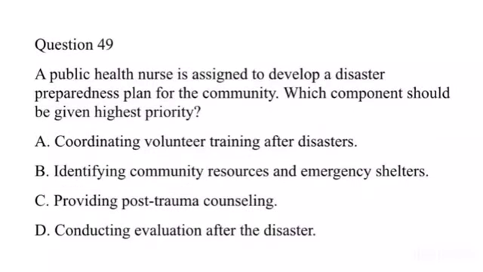Question 49. A public health nurse is assigned to develop a disaster preparedness plan for the community. Which component should be given highest priority? A. Coordinating volunteer training after disasters. B. Identifying community resources and emergency shelters. C. Providing post-trauma counseling. D. Conducting evaluation after the disaster.